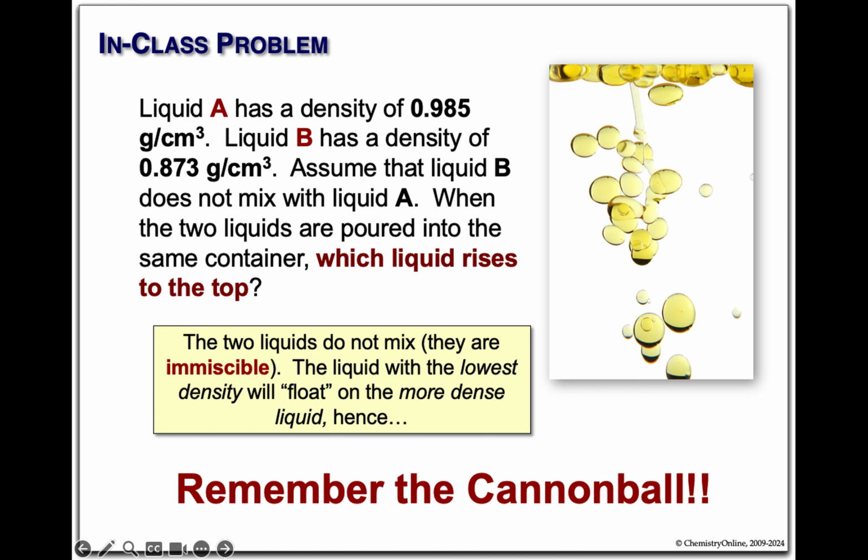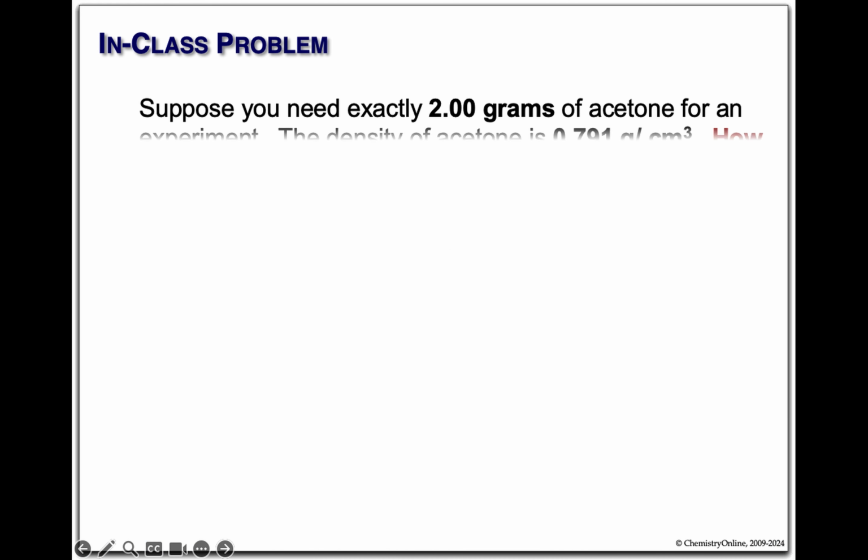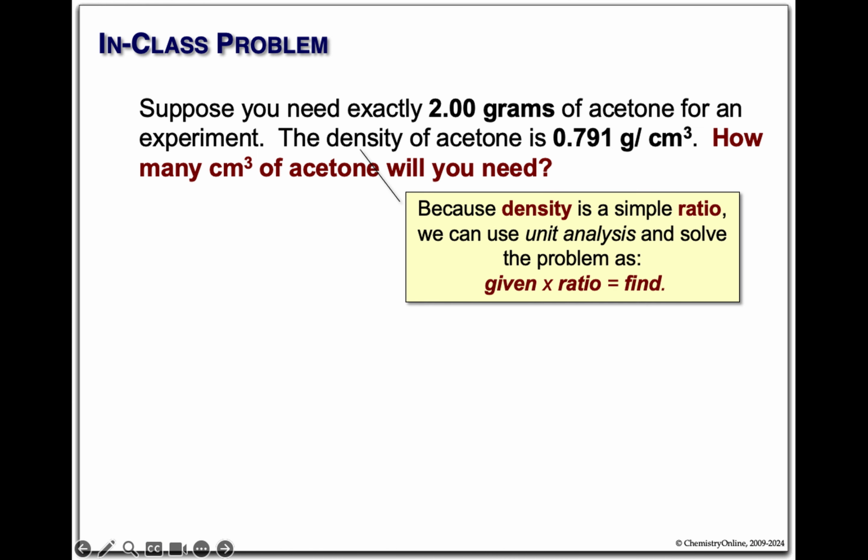One more problem. This one is very applicable to something you would actually do in lab. You did a calculation. You determined you needed exactly 2 grams of acetone. Acetone is nail polish remover, a common solvent in organic chemistry. We know the density. What volume would you need? Go ahead, set up your equation.